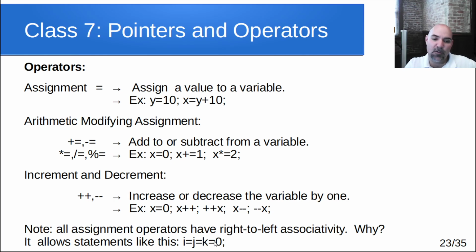And the reason that this can work is because it starts at the right over here. It sets k equal to 0 first, and then sets j equal to the result of that, since the result of any assignment is the value that was assigned. So j becomes 0, and then i becomes the value of that assignment, which was also 0. So in this case, i and j and k all get assigned 0 simultaneously. So just note that the assignment operator works right to left rather than left to right, like you're used to with some other operators.